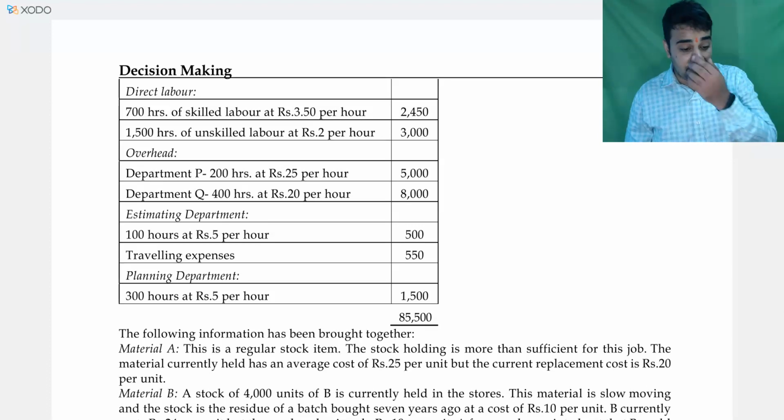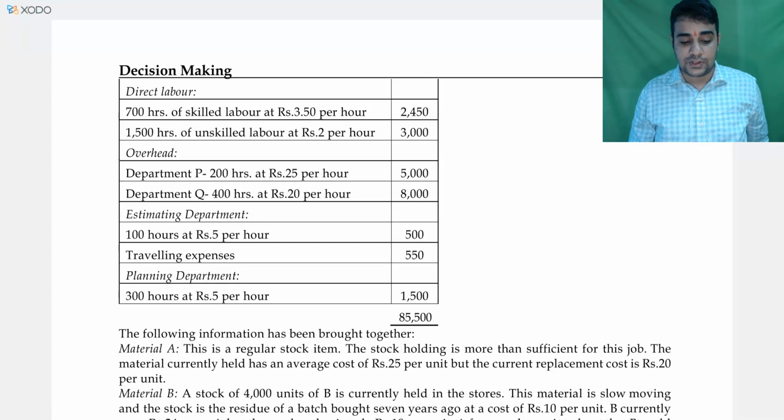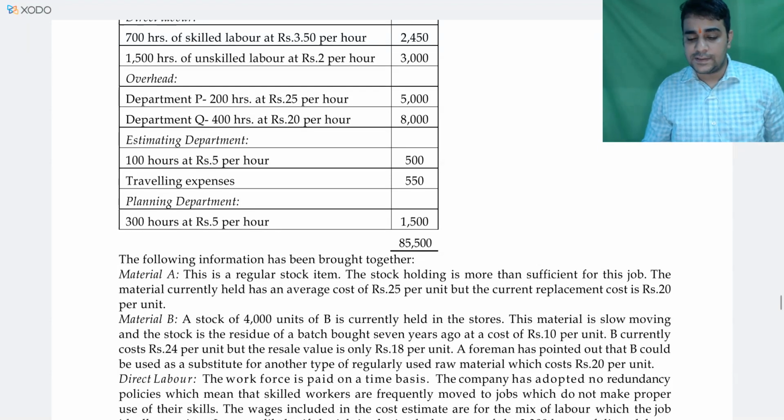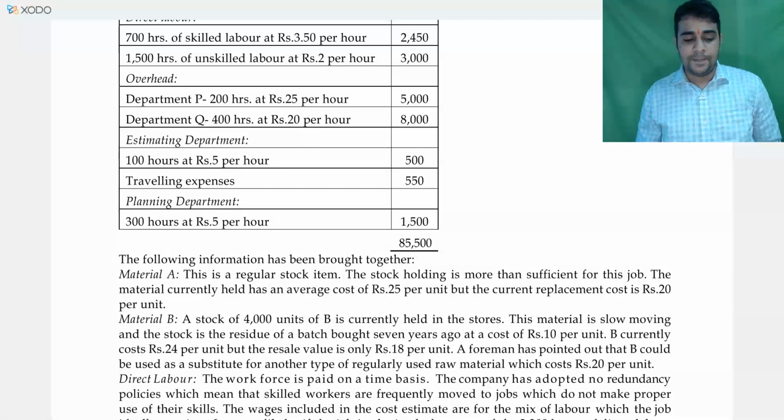Following additional information is there. Material A is a regular stock item. Stock holding is more than sufficient for this job. The material currently held has an average cost of 25, but the current replacement cost is 20.